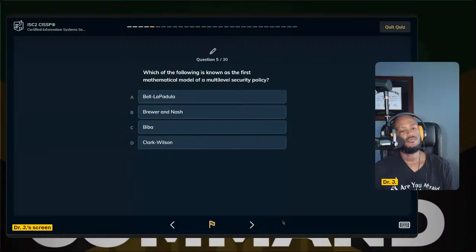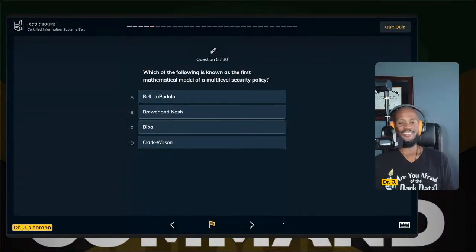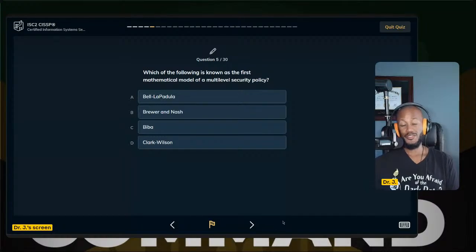All right. Which of the following is known as the first mathematical model of a multi-level security policy? First mathematical. This is a different way to ask this question. I don't know. Yeah, normally the Bell-LaPadula, but I don't know. It's saying the first one. I don't know either.